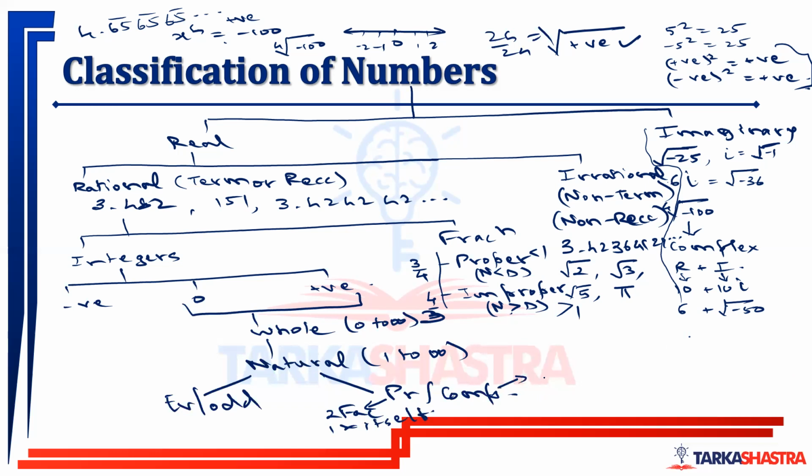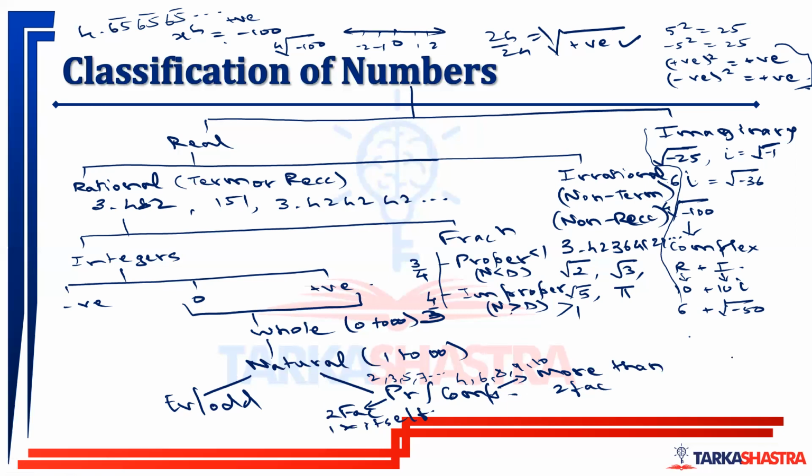Composite numbers have more than two factors. For example, 2, 3, 5, 7 are all prime numbers because they have only two factors. Composite numbers are 4, 6, 8, 9, 10, because they have more than two factors. What are the factors of 4? 1, 2 and 4, more than two factors.